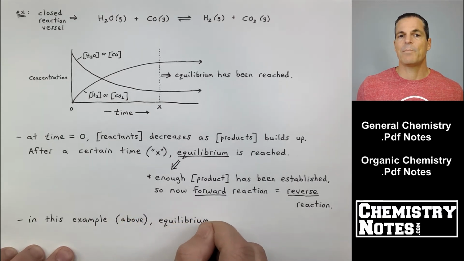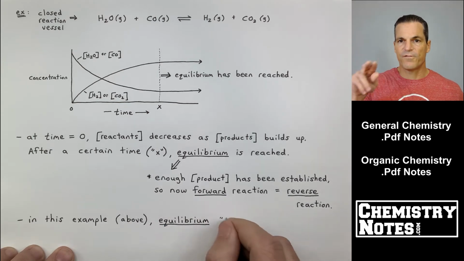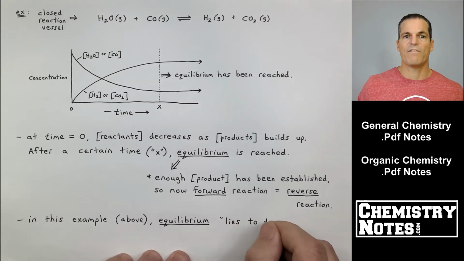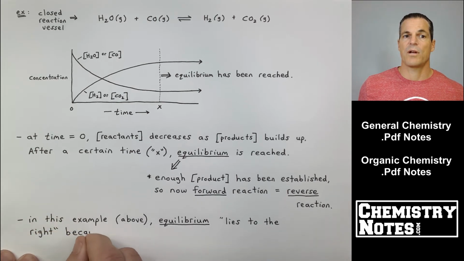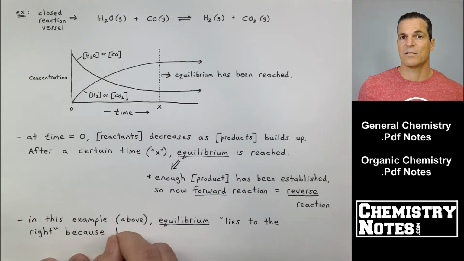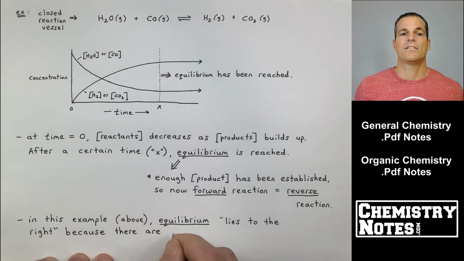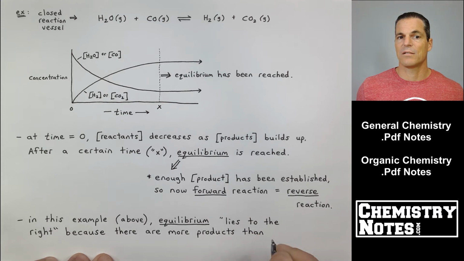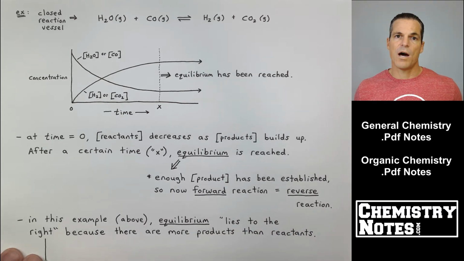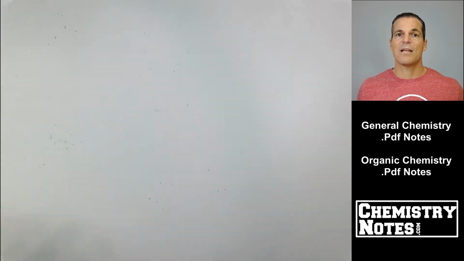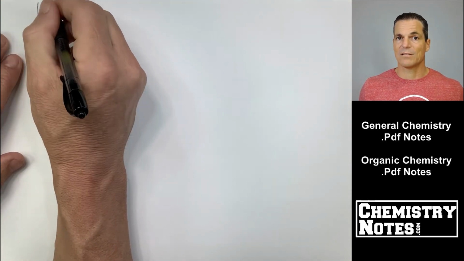Now, in the example above, look at the two flat lines. Look to the right of that dotted line on the graph. You'll see that the product concentrations are higher than the reactant concentrations. So it says, in this example above, equilibrium lies to the right. Quote unquote, lies to the right means we favor products. There are more products at equilibrium than there are reactants. All right?